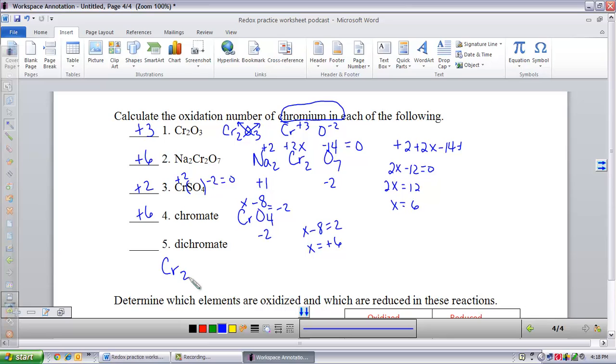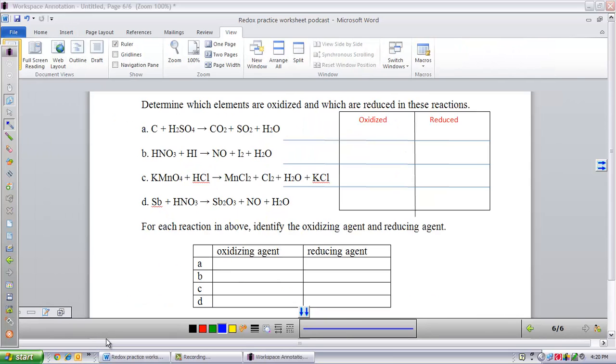Now if you look on your chart, dichromate looks like this. Again, the total charges will equal -2 because that's what the charge of the ion is. Each oxygen is -2. You have 7 of them, so you have a total of -14. There's 2 chromiums to equal this, so 2x minus 14 is equal to -2. 2x is equal to 12, so x is equal to 6. Okay.